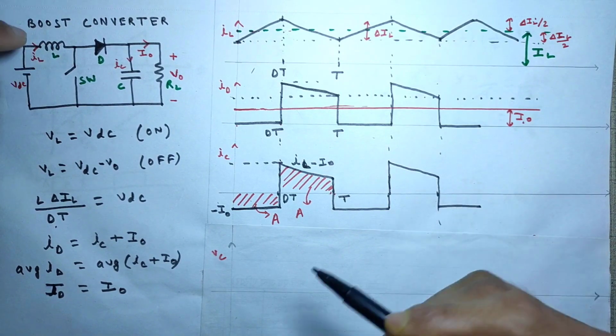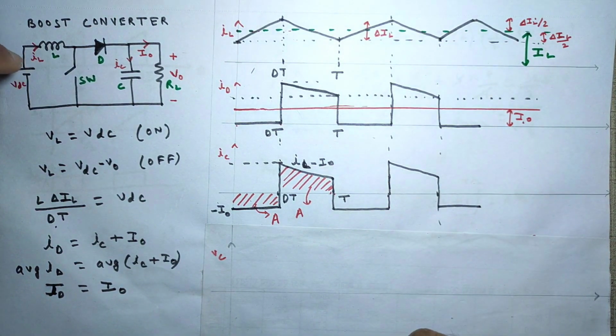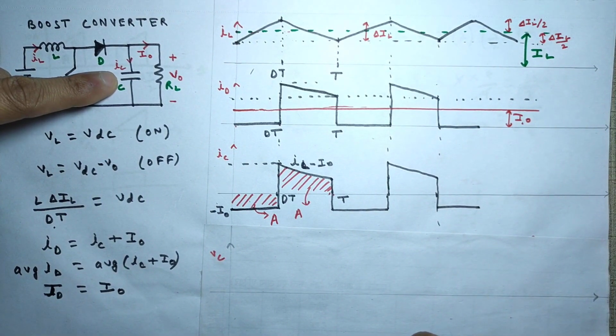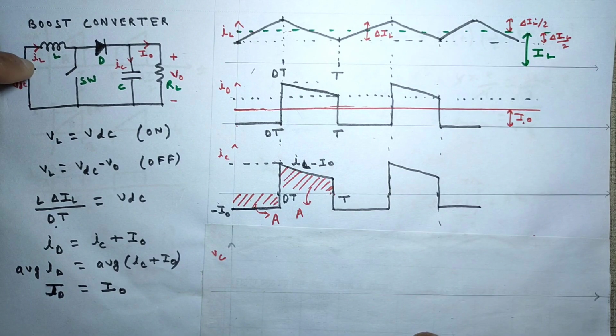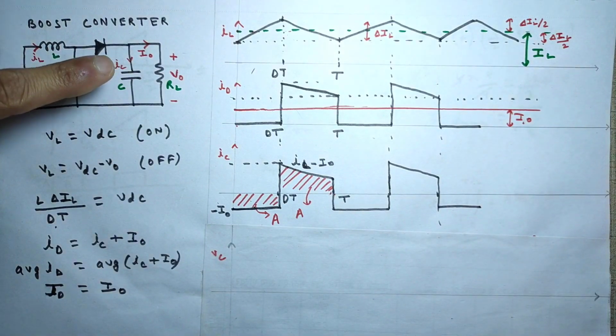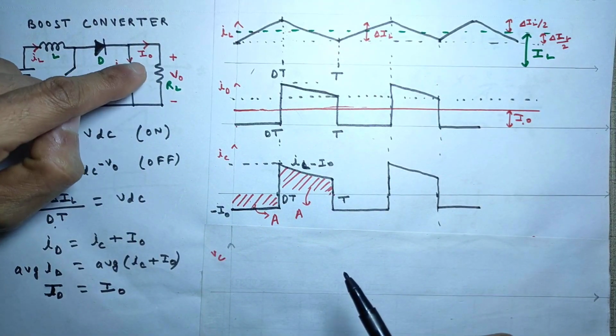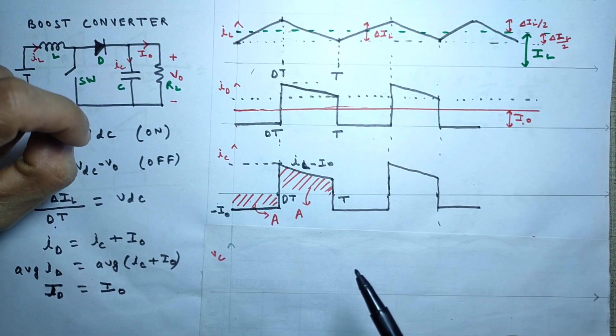So here this is a boost converter. Friends, the circuit is in a steady state. This is a small iC and this is a small iL. The small letters represent the instantaneous values of currents, and this capital V naught and I naught will represent our average values.